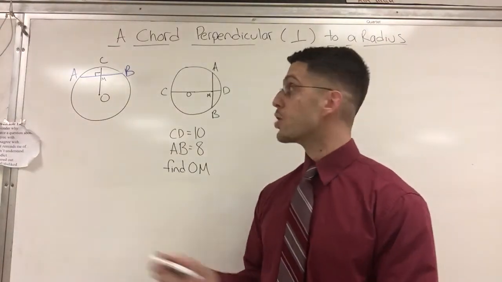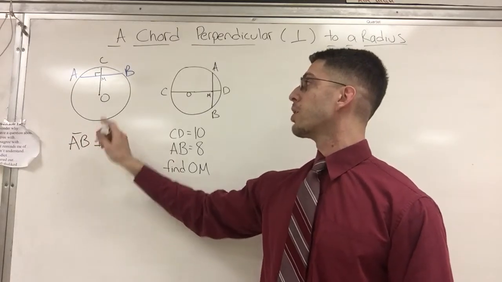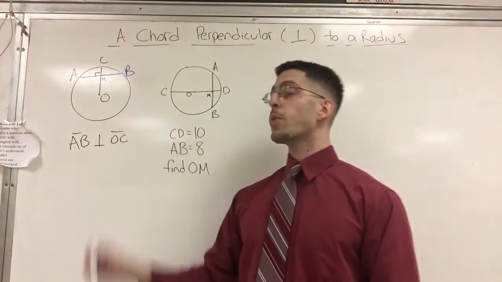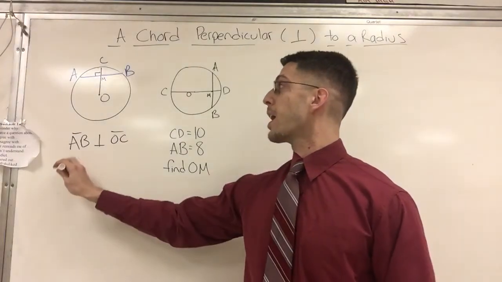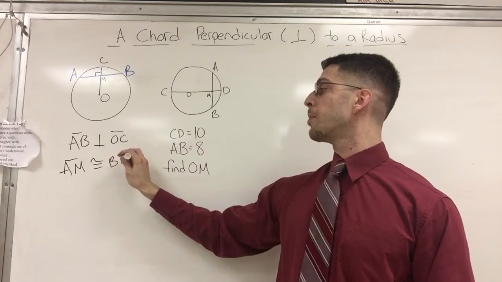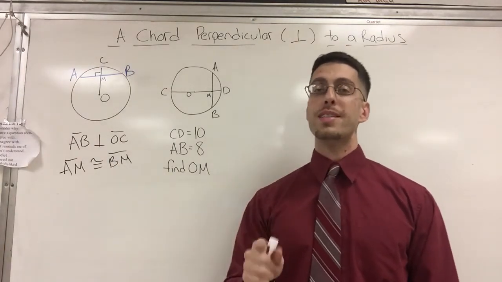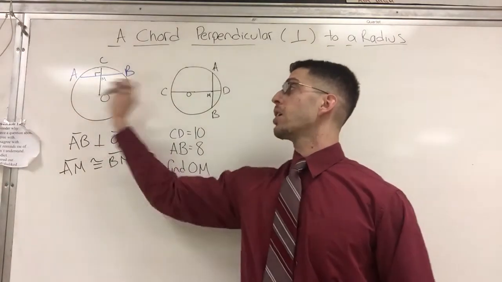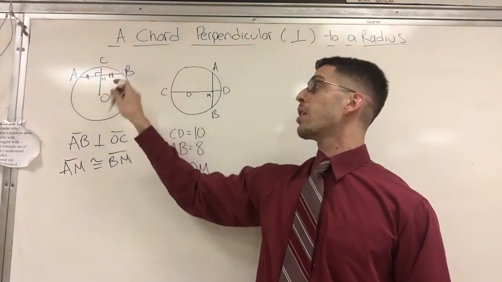So here's just some notation. AB is perpendicular to segment OC. Once it's perpendicular, you can conclude that AM is congruent to BM. Only if the chord is perpendicular to the radius does the radius bisect the chord. So this chord gets cut in half. This piece is congruent to this piece.